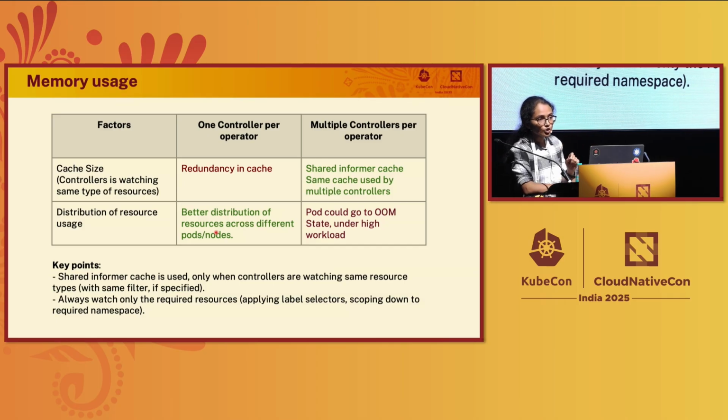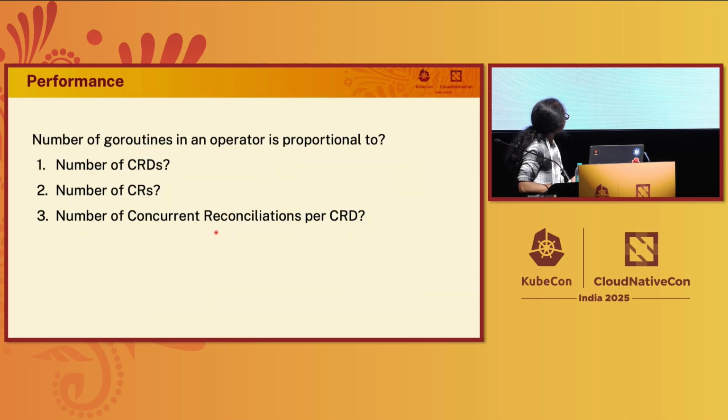If you want to watch only front-end deployments, there is a way where you can add the label selector, a filter saying you want to watch only these. Because if you say, I want to watch deployments, or config maps, etc., it will cache all the config maps and all the deployments unless you have specified a label selector. Else your cache size is going to increase and the pod will go to OOM state.